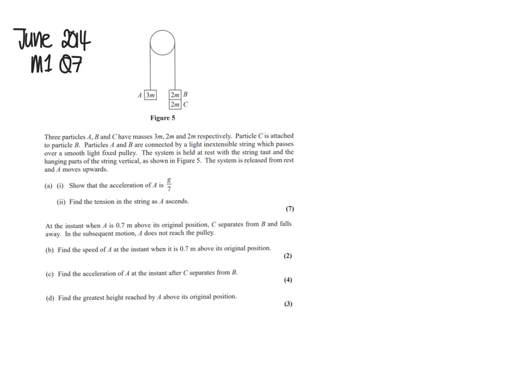So the first question I've picked is the Edexcel June 2014 M1 paper, which is the old mechanics paper, and it's question 7. And we've got a straight up and down connected particles problem, but we have this BC unit, which is 2 different particles.